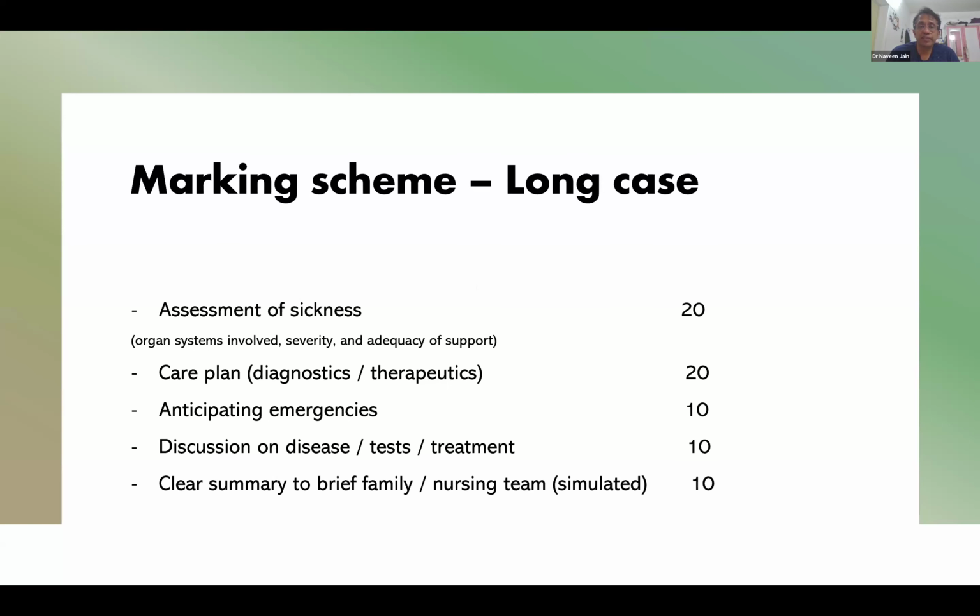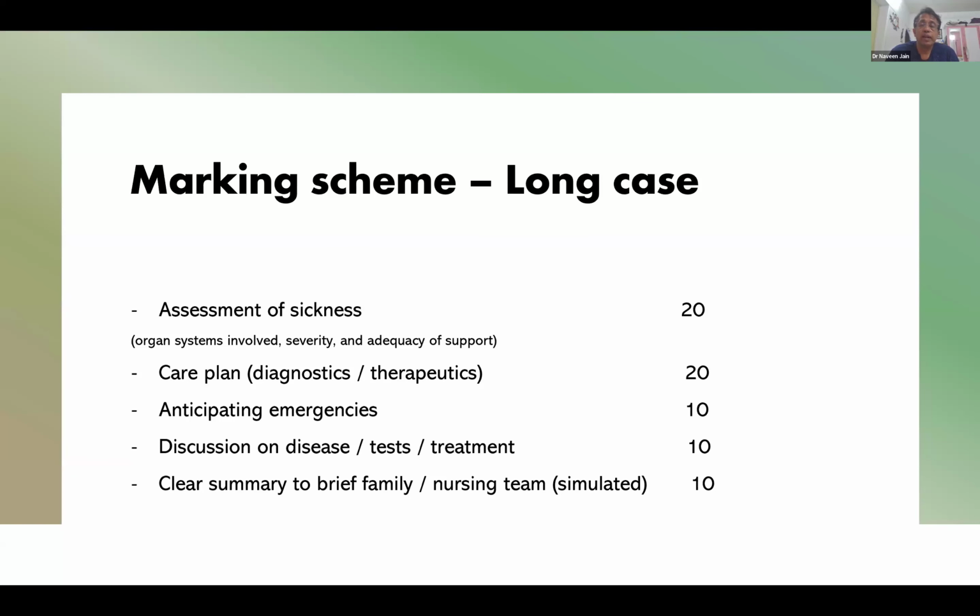Marking scheme would be something like this. To assess the sickness, we would allot 20 marks. So you would have to do problem listing, which organs are involved. It could be respiratory failure, seizure, feed intolerance, suspected sepsis, whatever you want. So make a major diagnosis, try to reflect on the severity of the illness and adequacy of support. And like Umesh sir said, please avoid too many negative remarks that I was not given this information. You may just state that if I had this information, I could have been clearer in making an assessment.